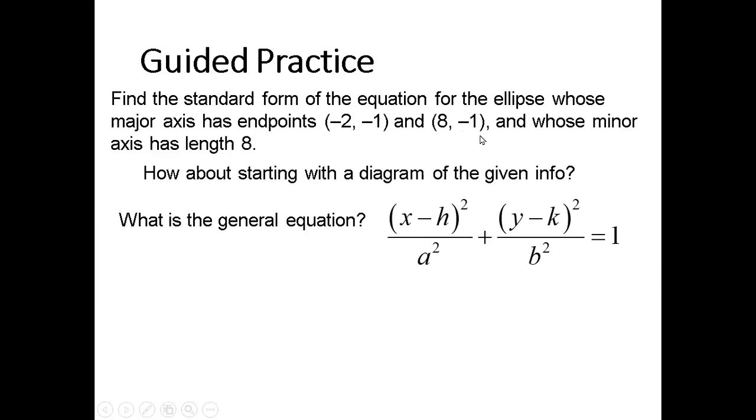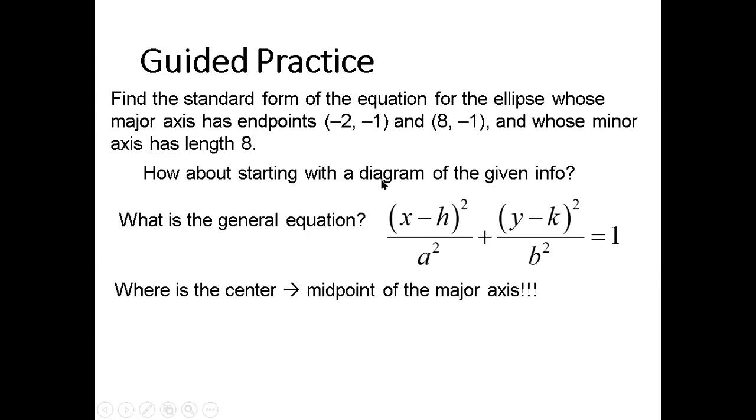So from the properties shown before, we can say that the value of k, if the graph is a horizontal graph, will never change for the endpoints of a major axis. So they have the same value for k here. Now, where is the center or the midpoint?